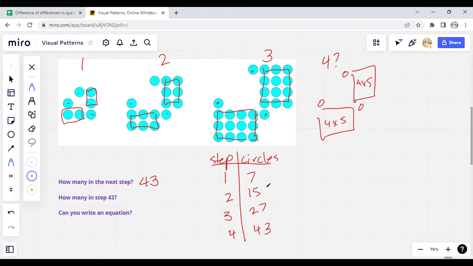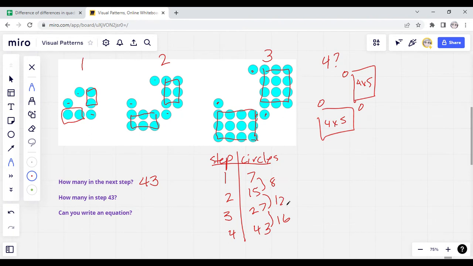So once we've got the numbers arranged, we take the differences to look at what's happening between each step. 15 minus 7 is 8. 27 minus 15, that's 12. And 43 minus 27 is 16. Okay. We did not get a constant in the set of differences. It means it's not a linear pattern, and that's what we suspected anyway.